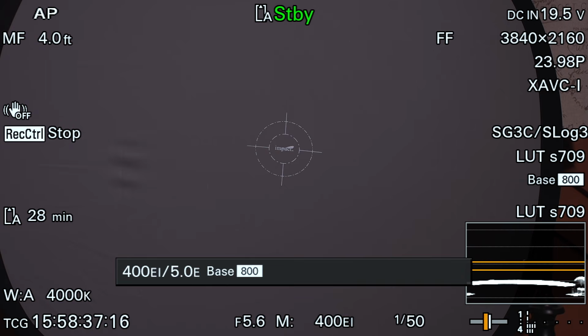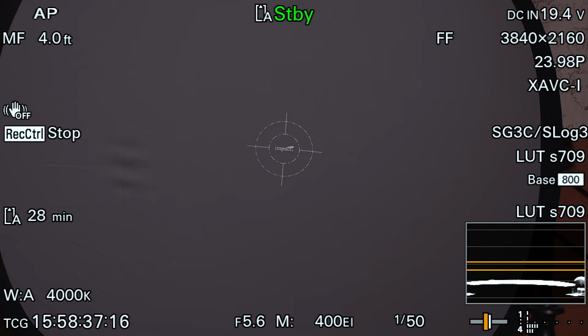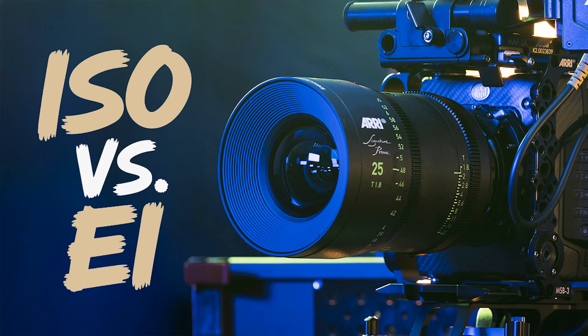You're not changing how the sensor records light, you're changing how the image is displayed to you. By setting your EI one stop lower, the monitor image appears darker, which encourages you to open up your exposure by one stop. In other words, you're intentionally overexposing the recorded image by one stop relative to middle gray. And if you're confused about that, I have a full video on ISO and exposure index. Again, the same principle applies to shutter speed.